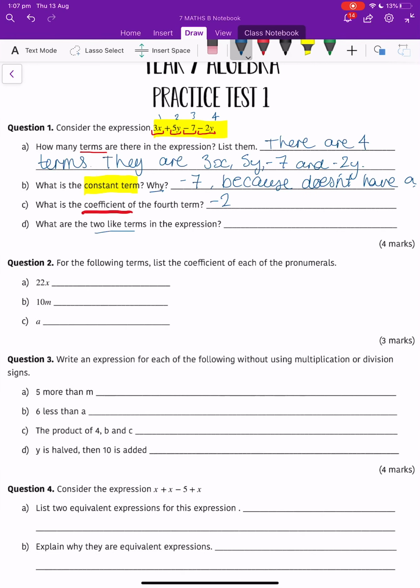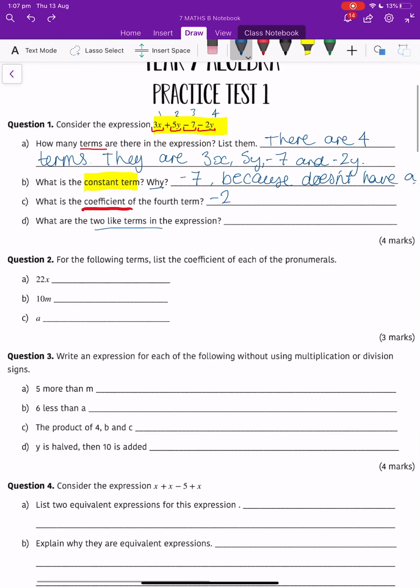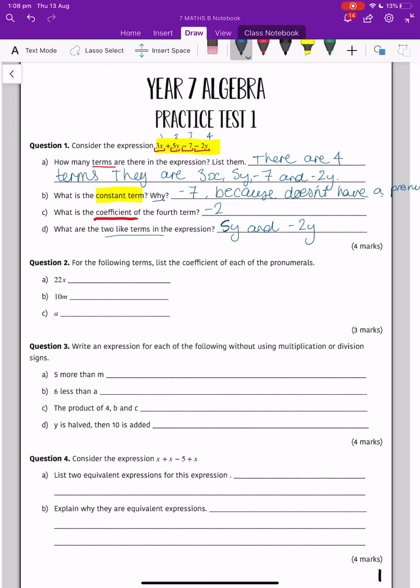What are the 2 like terms in this expression? So remember, like terms have the same pronumerals, okay, and the same quantities. So you might have noticed that 5y and negative 2y are like terms. So I'm just going to add them here. 5y and, actually I'm not going to say plus, I'm going to say and negative 2y, okay? So if you answered all that correctly, you would have got a total of 4 marks, okay?